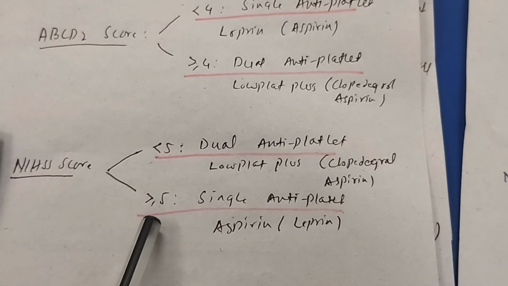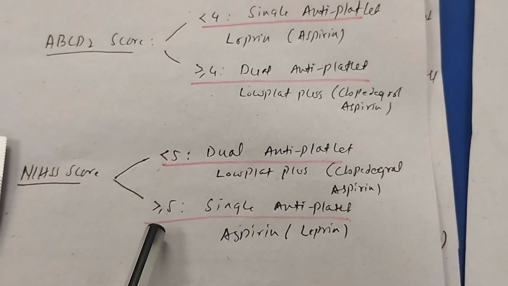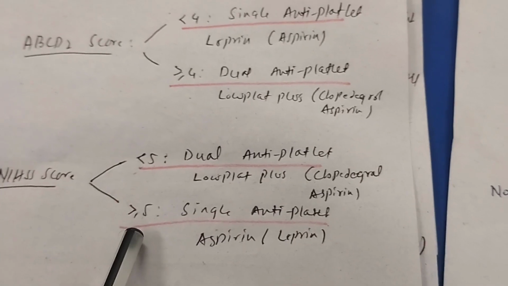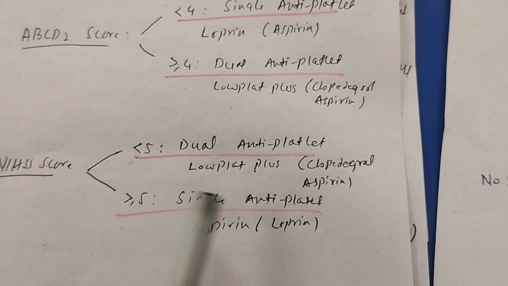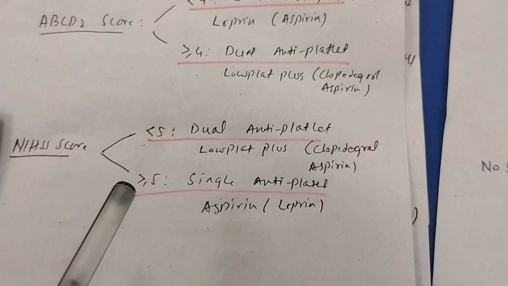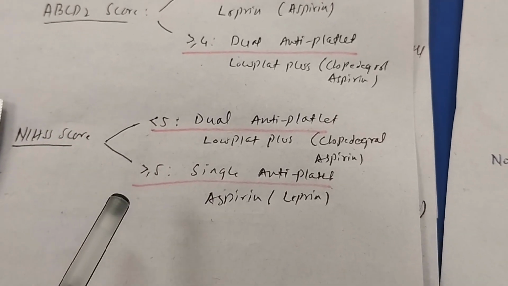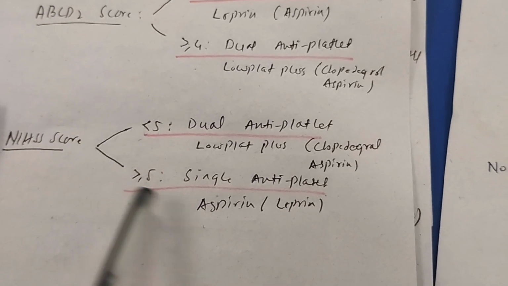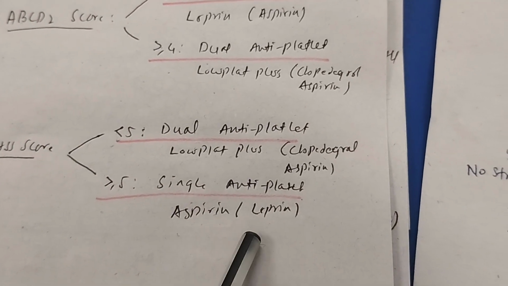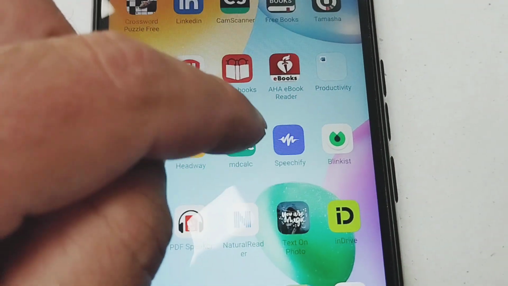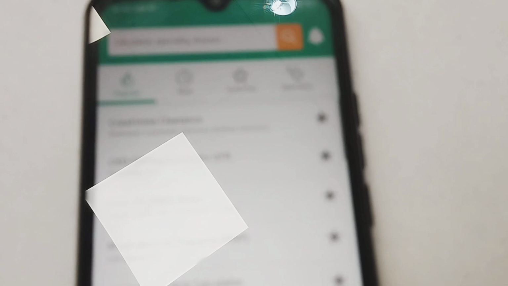But if the score is 5 or more than 5, it means the patient has more focal neurological deficit. Then for that we can give tPA or we can do mechanical thrombectomy or whatever. But still, if the score is 5 or more, then we will give a single antiplatelet, that is aspirin. You guys have to download the medical calculator and then open this medical calculator.